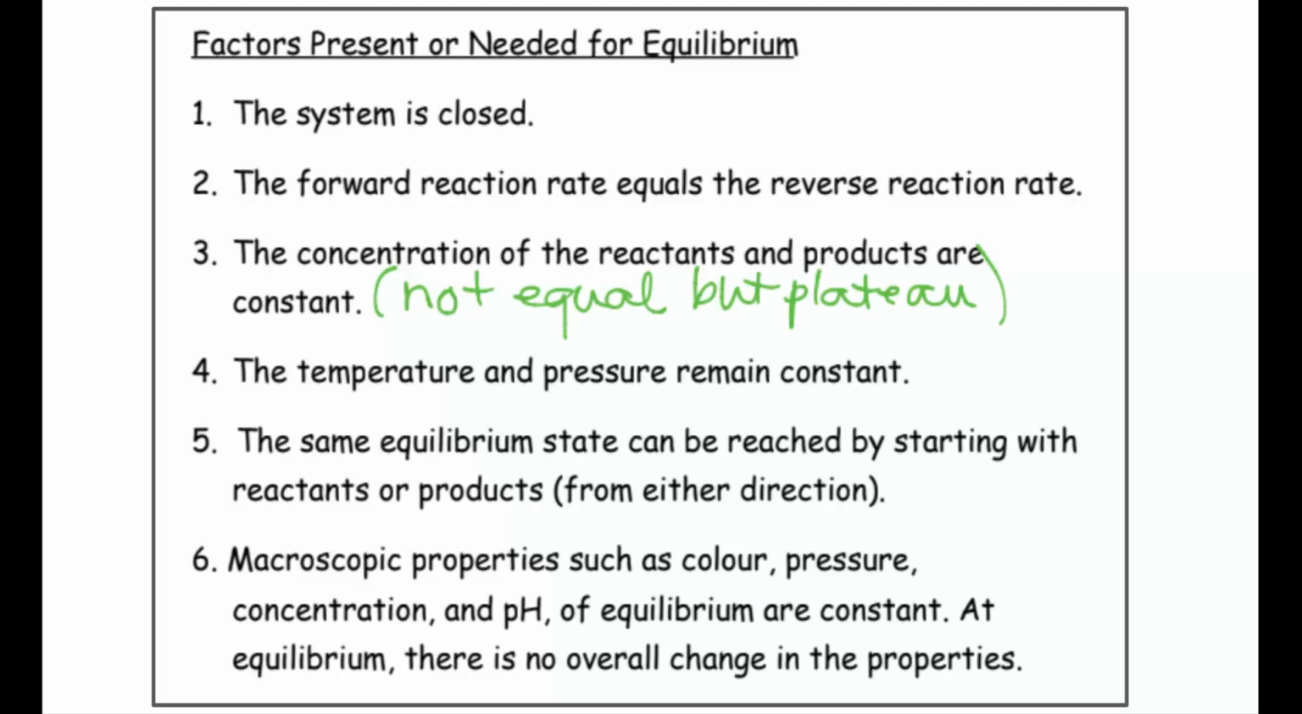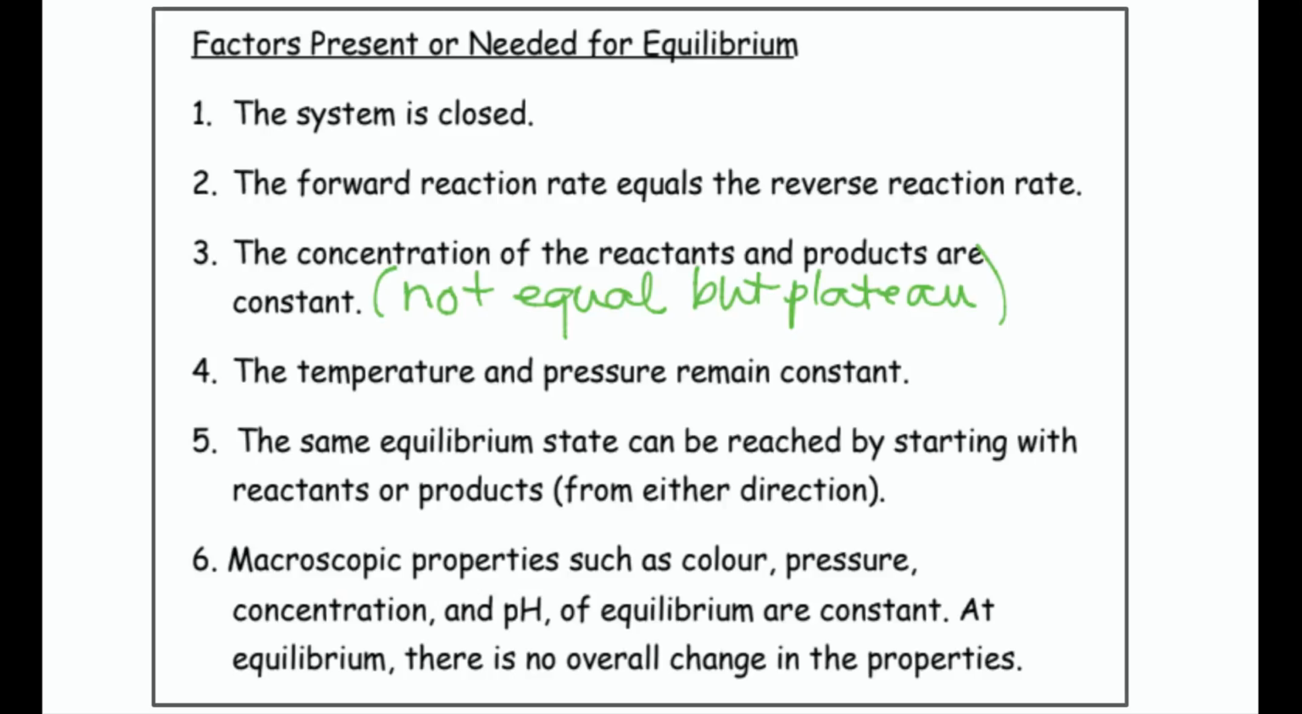Okay, so if we have a system and we want an equilibrium, there are some factors that are required. So the first factor is that we have something called a closed system. In order for an equilibrium to happen, the forward reaction rate, so how quickly reactants are turning into products, has to equal the reverse reaction rate. So products have to be converted right back into reactants at the same reaction rate.